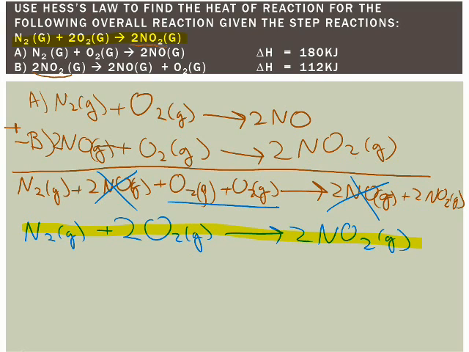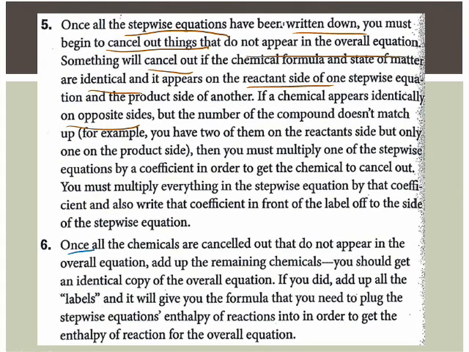And you might think, well, so what was the point of that? Well, the point is so we can add up those different enthalpies. So now it says once all the chemicals are canceled out that do not appear in the overall equation, we add that up, that's what we have, and we should get an identical copy. And that's what we did of the overall equation. Then, all we need to do is add up the enthalpy to get the enthalpy of reaction for the overall equation. So let's do that.